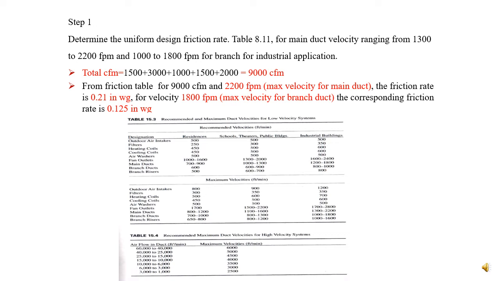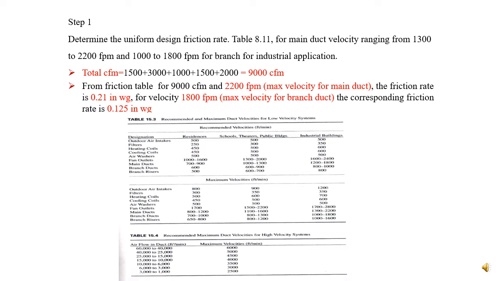Alright, step 1 is the same as the velocity reduction method. First you need to see what is the total CFM for the system. This one you know from the cooling load that you calculated before you designed this air duct system. And for this example, we have 9,000 CFM.